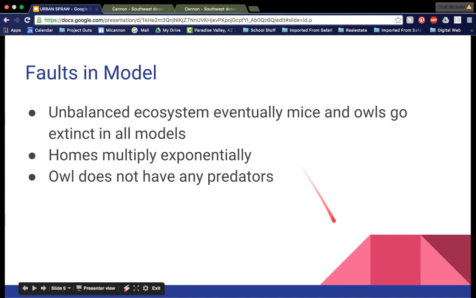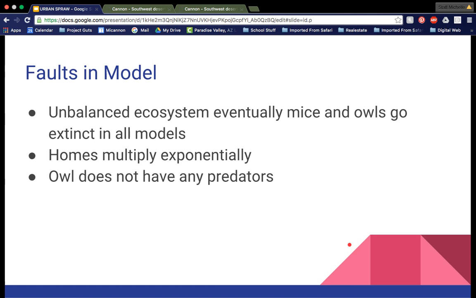Some faults in this model are that eventually they all go extinct. I do feel that it is somewhat of an unbalanced system. I have tried lots of different energy levels with and without the houses and feel that it's hard to get a good balanced ecosystem. And my houses are multiplying exponentially, which really they are out here in the desert as well.